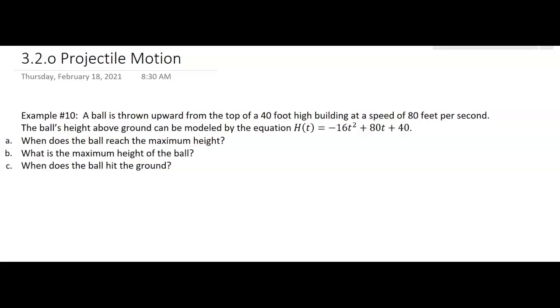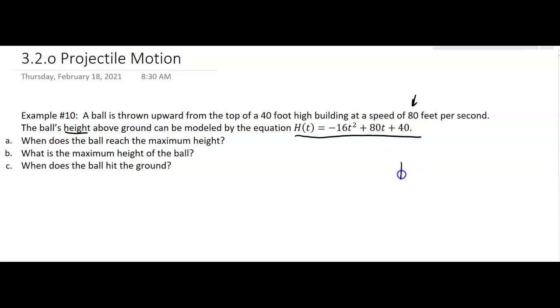Now they give it to us. And if you're going to take physics, some of you will take physics, you'll do some more problems with this type of thing. Okay, so it says a ball is thrown upward from the top of a 40-foot high building at a speed of 80 feet per second. The ball's height above the ground can be modeled by the equation, and then they give us this equation.